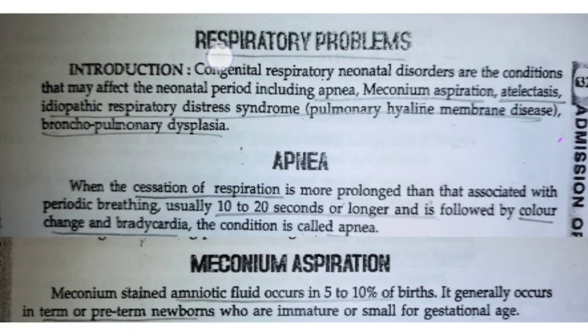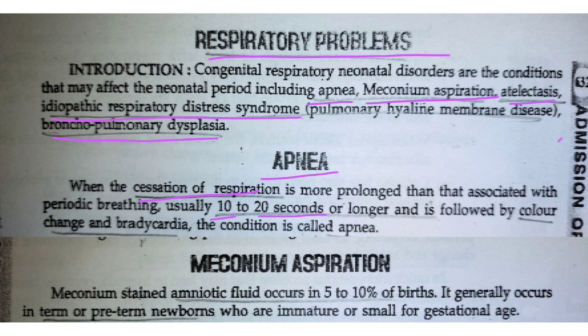Respiratory problems: apnea, meconium aspiration, atelectasis, idiopathic respiratory distress syndrome, bronchopulmonary dysplasia. These are the conditions. Apnea is nothing but the absence of breathing or a cessation of respiration. For example, if a baby is crying for a long time, suddenly there will be a pause in respiration. That is apnea. This apnea will be frequently seen in babies, and gradually the length of the apnea will increase, first 10 seconds and then gradually 20 seconds and even longer.